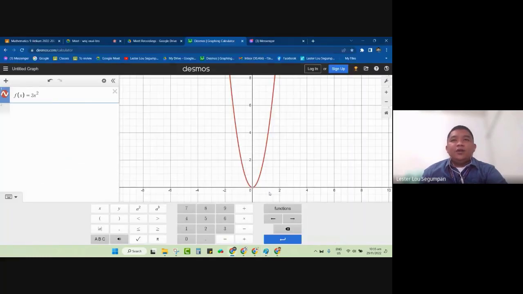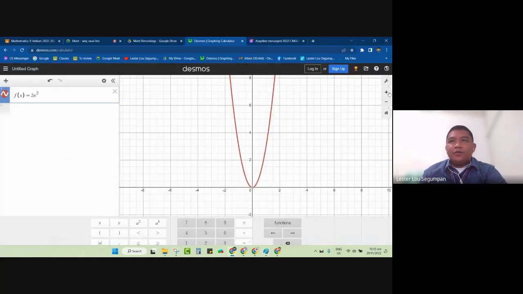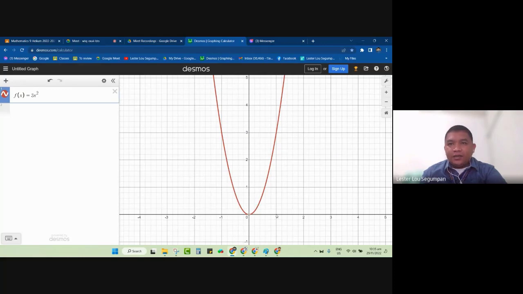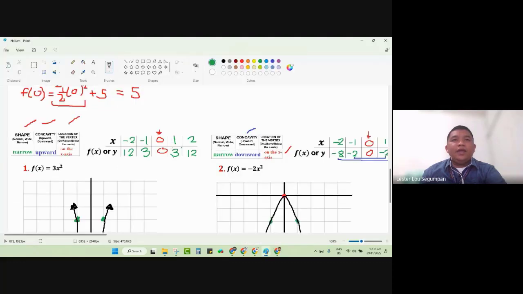So here, 1 is somewhere, if I'm going to increase this, 1 here, and 3. As you can see, there is that point. On the other side, you also have negative 1 and 3. And you have 2 for 12, negative 2 and 12.